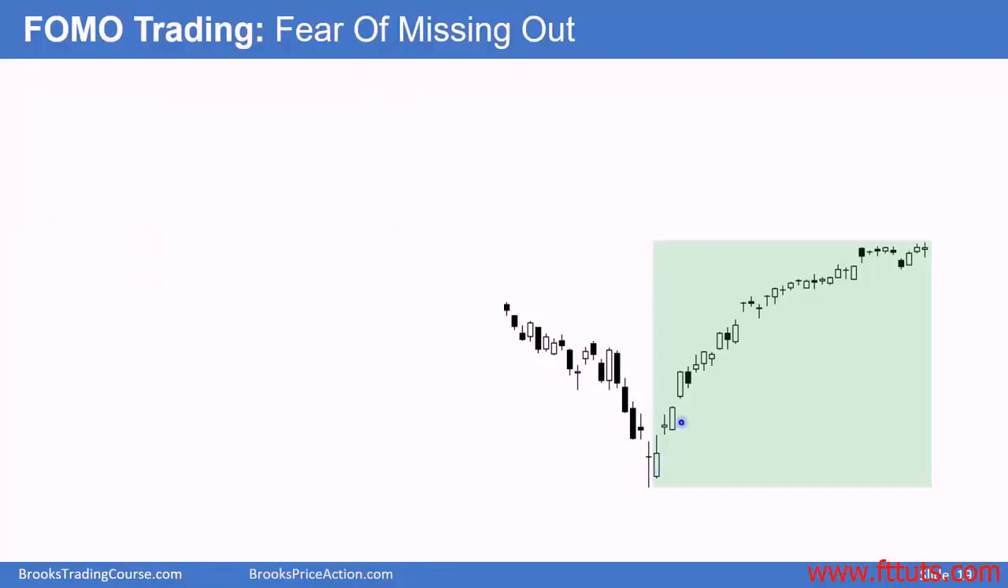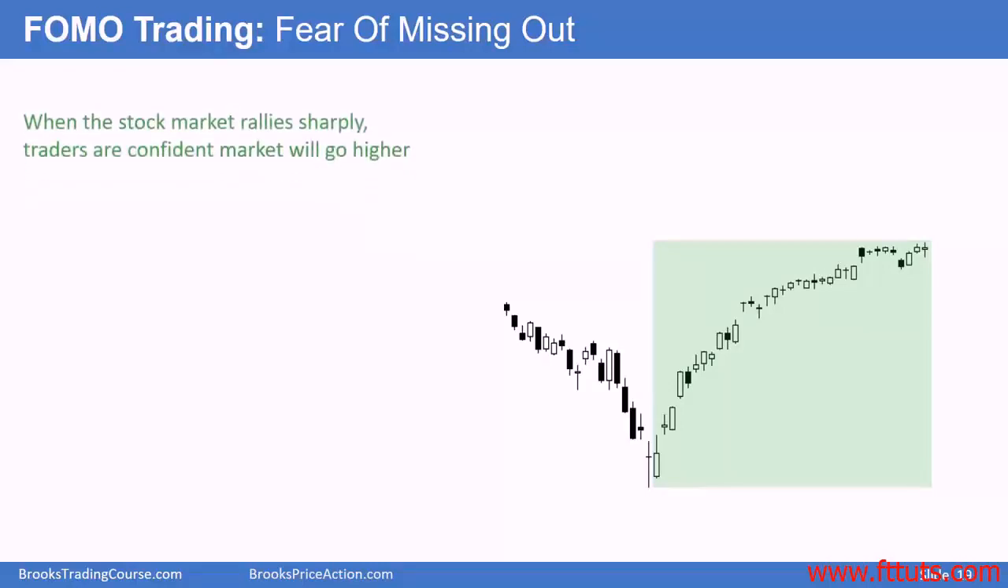Whenever the market is going up sharply like this, traders believe it's going to go up higher. So you buy here because you believe it's going higher. You buy anywhere in here, a very tight channel, basically a micro channel, no pullbacks. You buy anywhere in here because you believe you'll make money, that it'll go higher and you can sell it for more money.